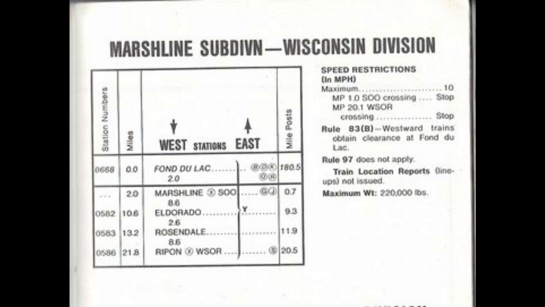So I started digging through some of my timetables that I had for the Marsh Line, and I found this timetable from 1986 that captures the Marsh Line just the way I want it and just the way I remember it. It has the four towns that I was talking about, and it's set in the time that I grew up in, which is in the 80s. And as far as I'm concerned, I want to capture the railroad in its dying days. And that's really the railroad that I remember when I was a kid.